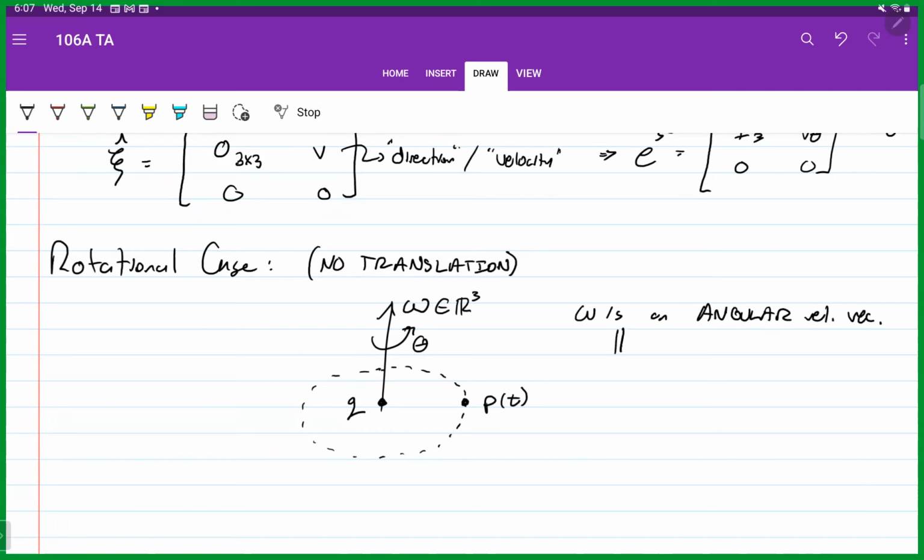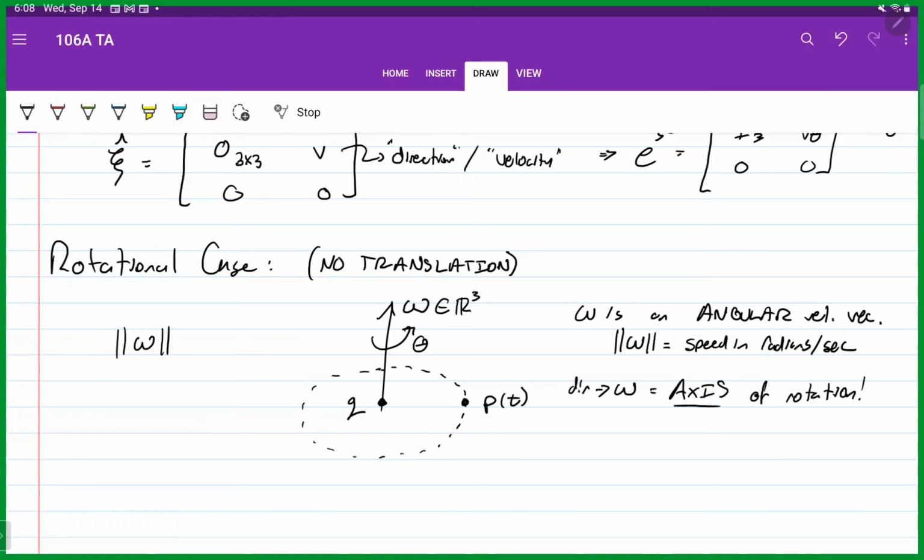The magnitude of omega gives us our speed of angular rotation, in radians per second. So it's how many radians we're traveling every second as we're spinning around this axis. And the direction of omega gives the axis of rotation. In this case, as with before, we're going to set the magnitude of omega equal to 1 radian per second. This is going to allow us to do that conversion between theta and time later on.